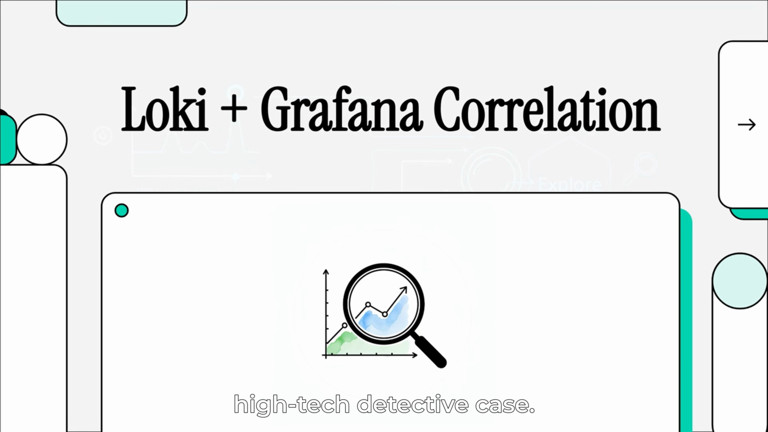So imagine a high-tech detective case. The clues are petabytes of telemetry data, and the clock is absolutely ticking. Today, we're going to learn how to slash your mean time to mitigate, or MTTM, using Grafana Play. We'll do this by doing something incredibly powerful, structurally correlating your Loki logs and Prometheus metrics right there on the exact same dashboard. Let's get into it.